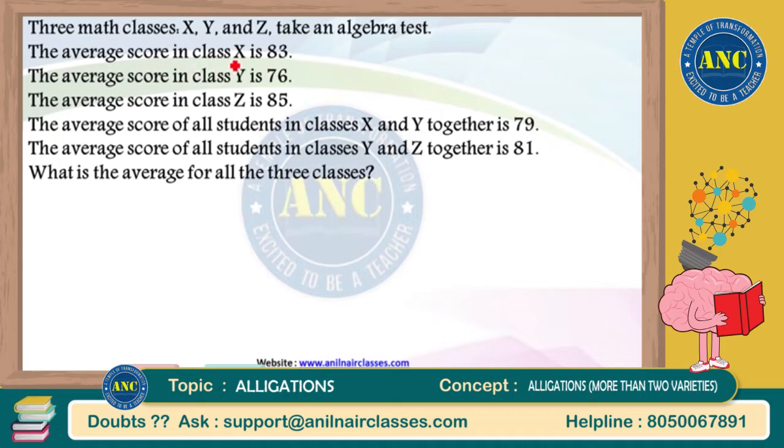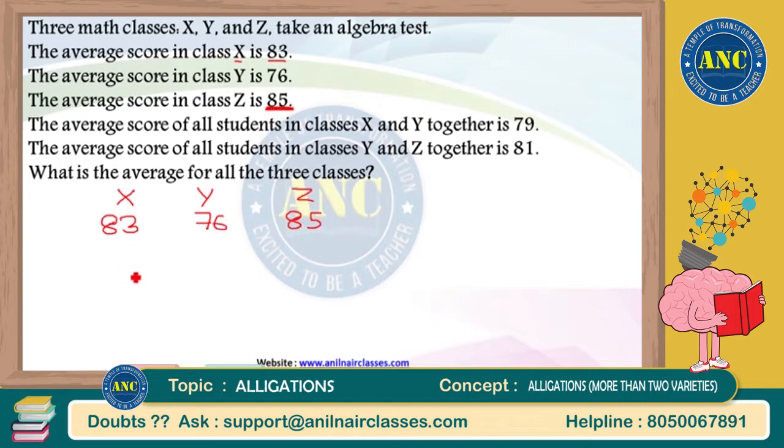The average score in class X is 83. That means class X average score is 83. Average score in class Y is 76 and average score in class Z is 85. This is what is given till here, right? Till here it is what is given.